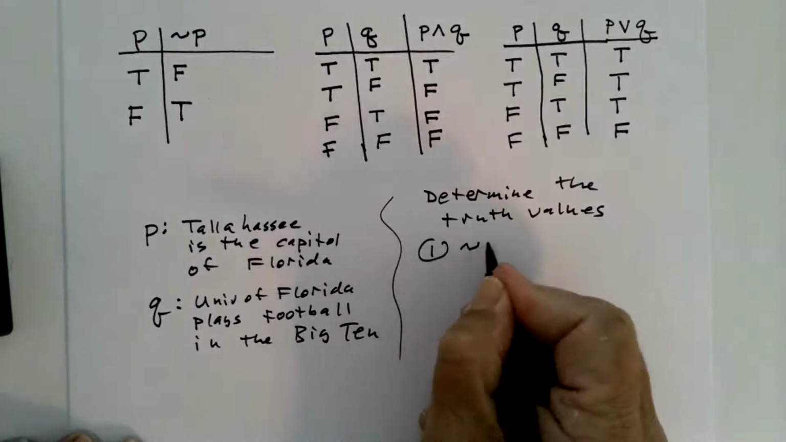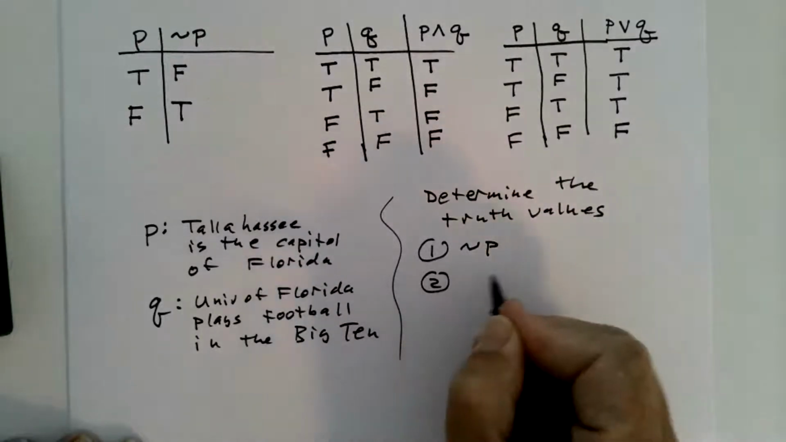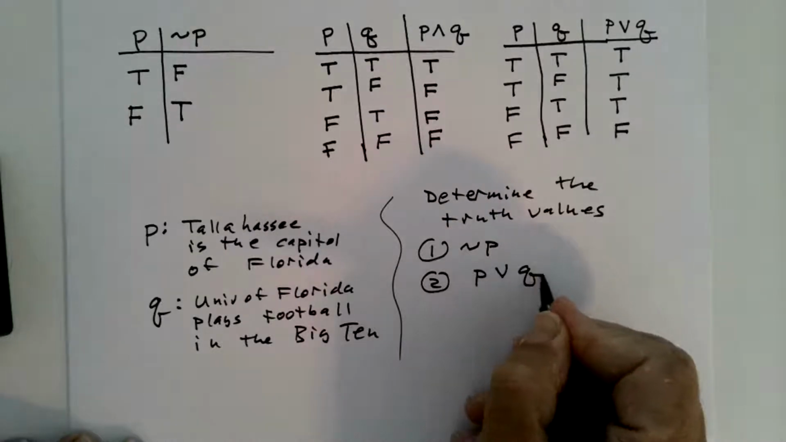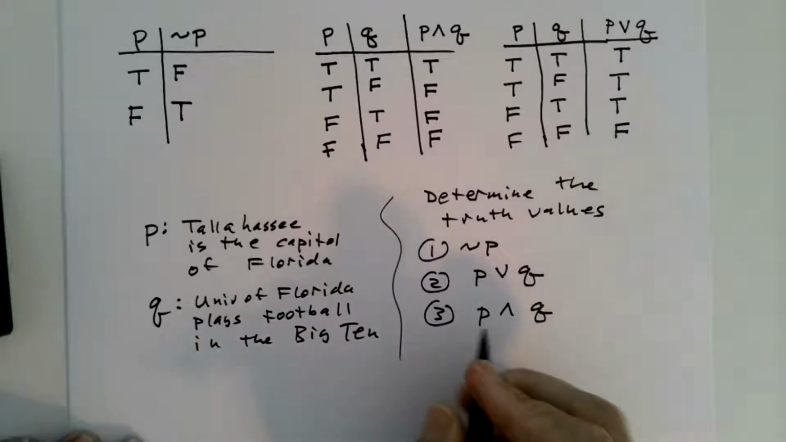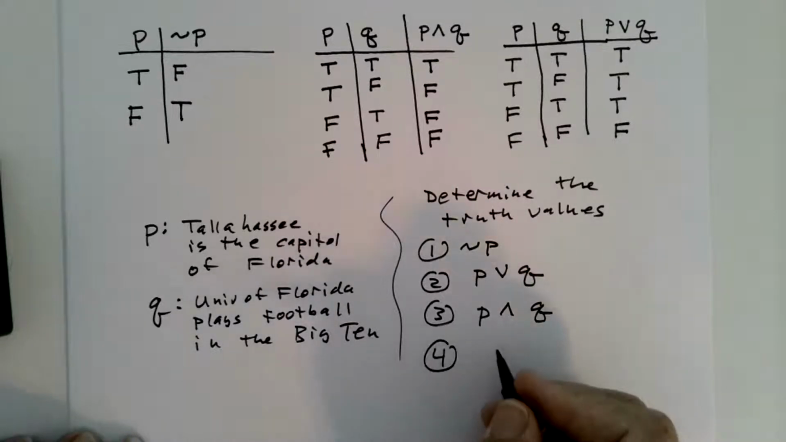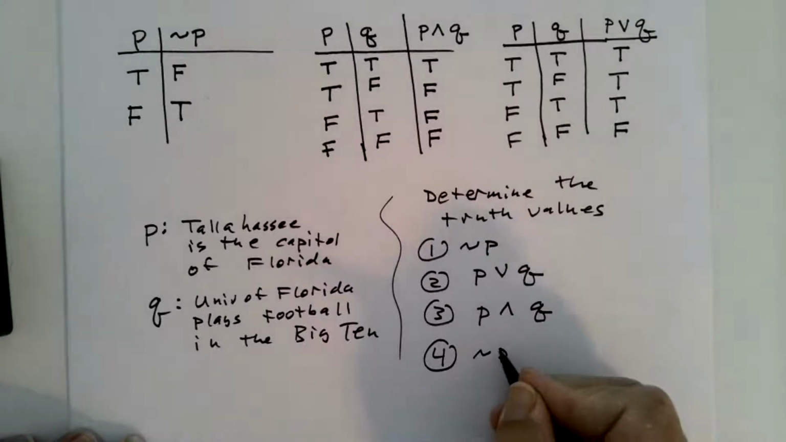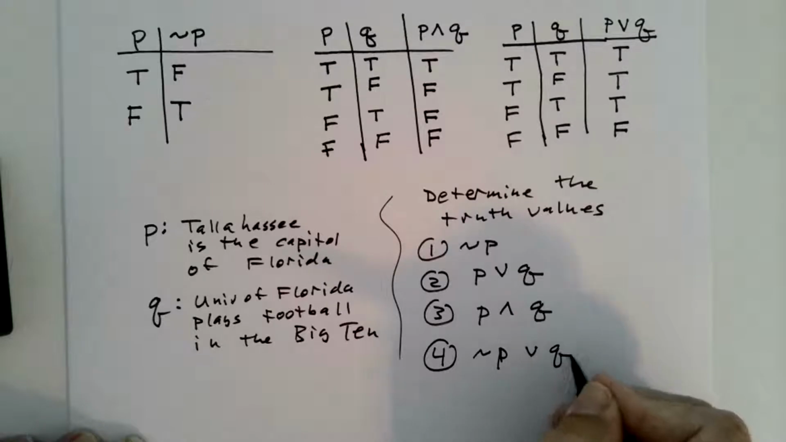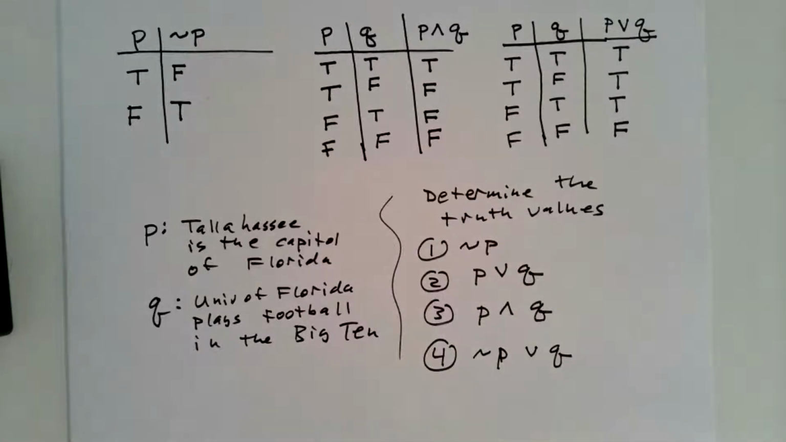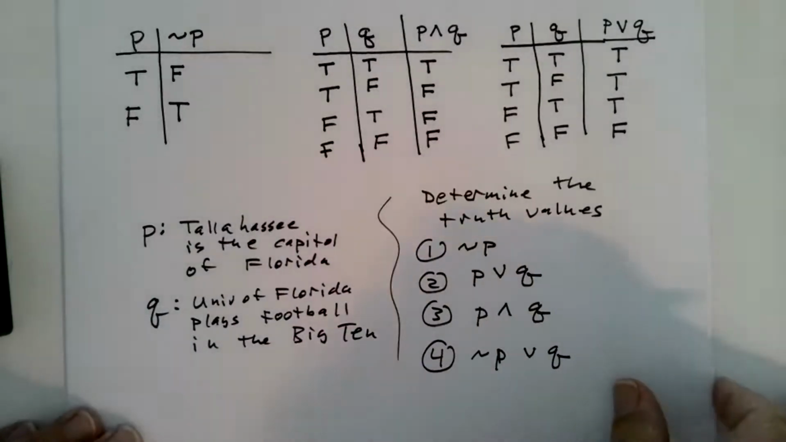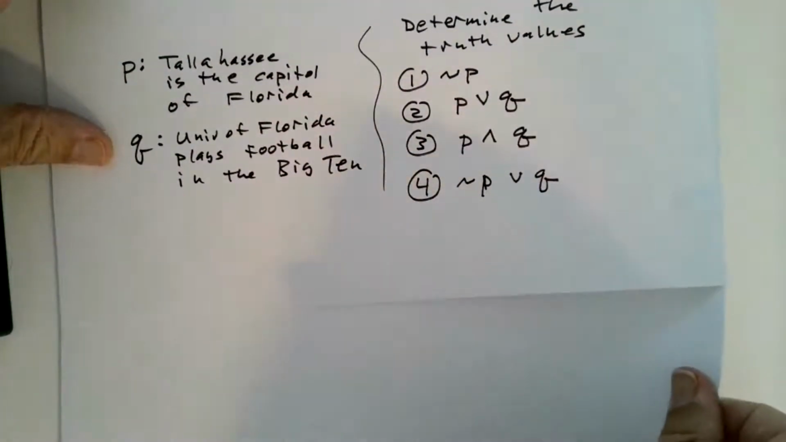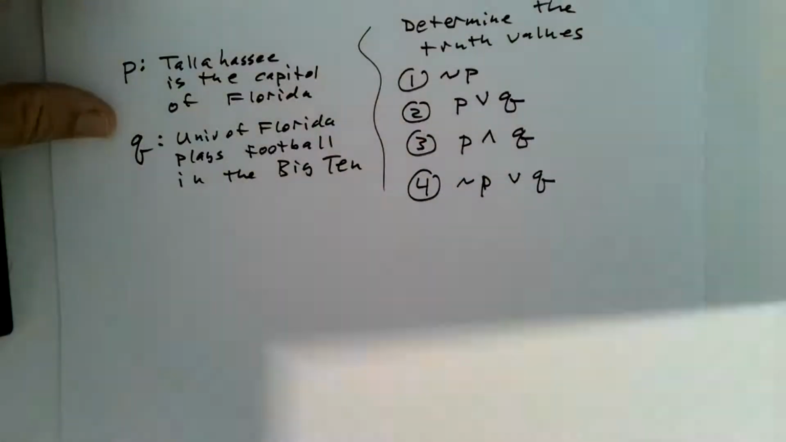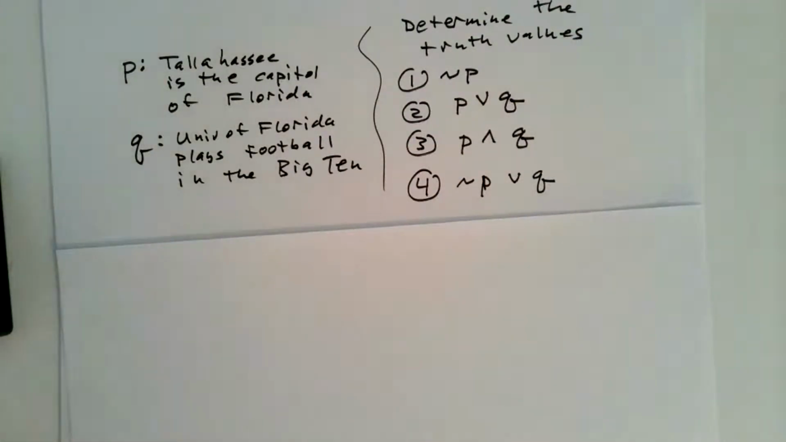First, how about not P? Second, how about P or Q? Third, how about P and Q? And let's do one last one. How about not P or Q? So we want to determine the truth value of these statements. So let's take a look at P and Q. Is P true? Is Q true? So we're going to make a truth table here to try to identify what's happening.